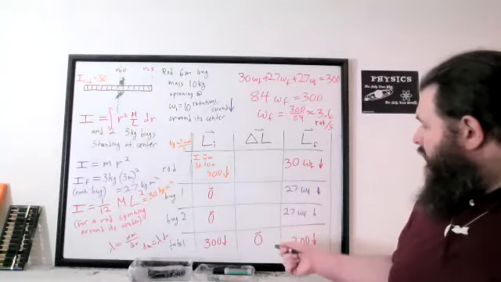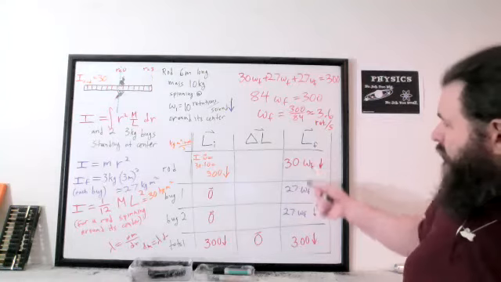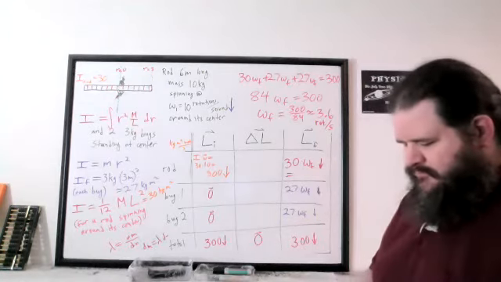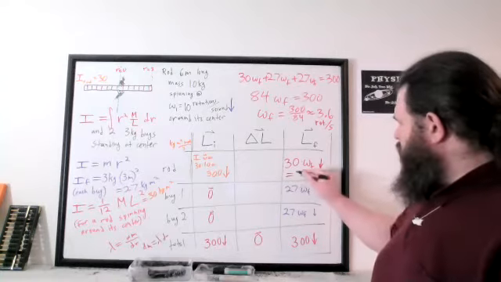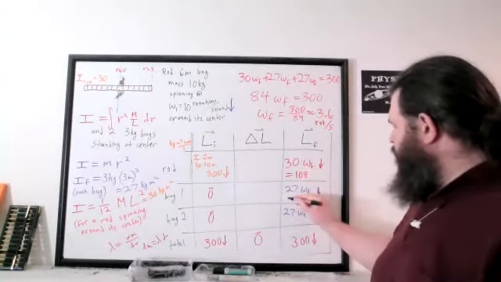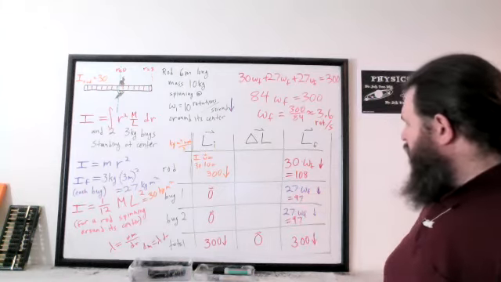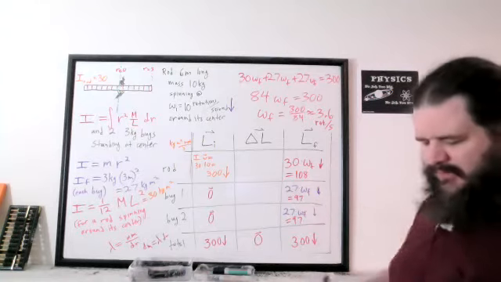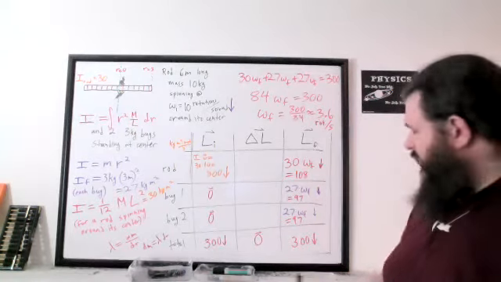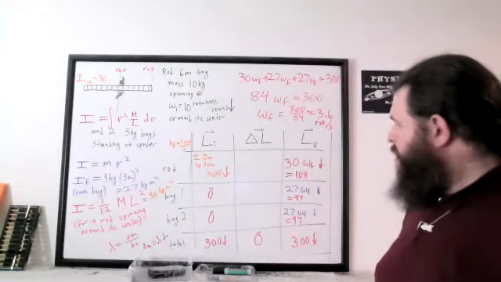And then if we wanted to, we could also fill in the delta column. Now that we actually know 3.6, we could fill in 30 times 3.6, 27 times 3.6, and another copy of 27 times 3.6. 108 plus 97 plus 97 is 302. I rounded off a little bit so it doesn't exactly add up, but close enough.